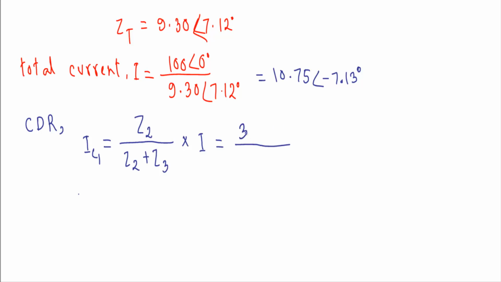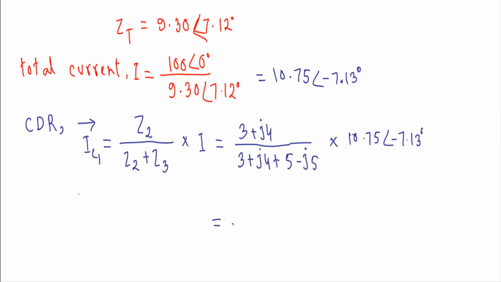Z2 is equal to 3 plus J4, Z3 is equal to 5 minus J5, and I will multiply this with 10.75, phase angle minus 7.13 degree. Therefore, IC1 will be flowing from left to right, and the value of IC1 will be equal to 6.67, phase angle 53.15 degree.